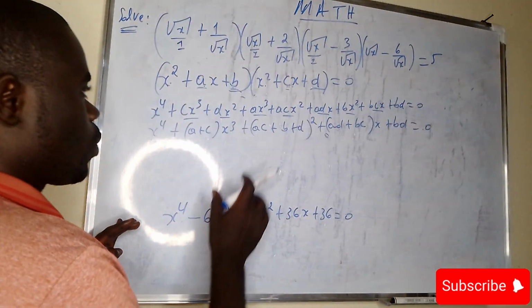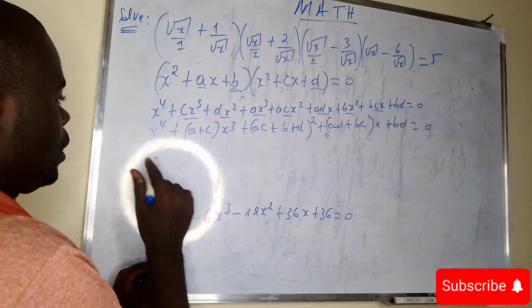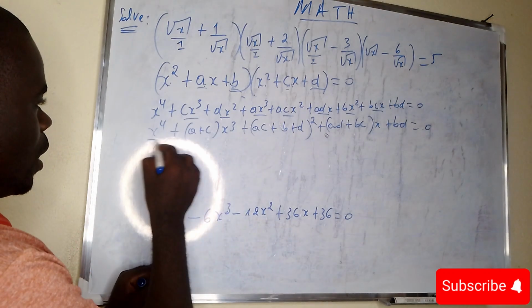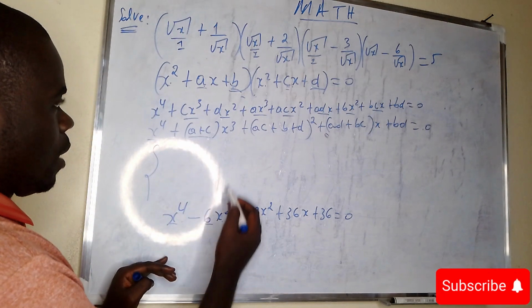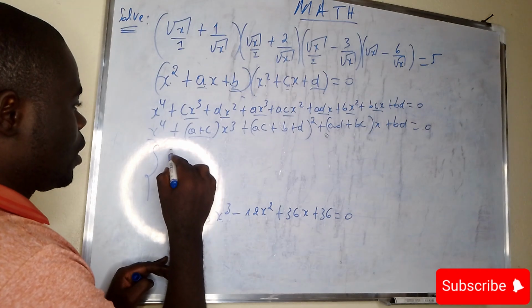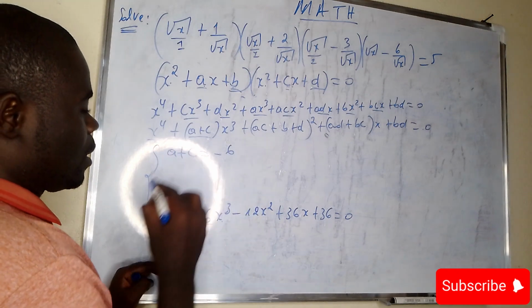So now we're going to compare this one with this one. We write this one and this one are equal. There's no problem with that. Now this one is equal to this because they are both like terms. So we write a plus c is equal to negative 6.